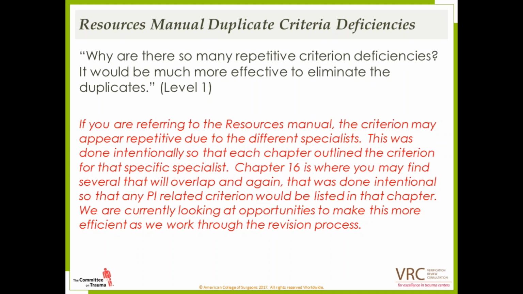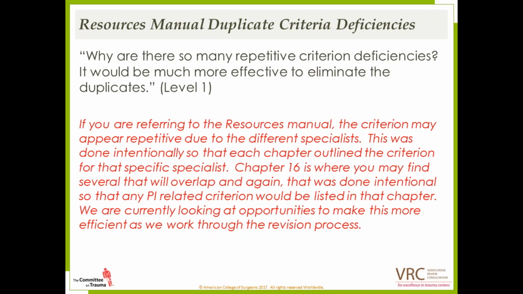So it could very well be that, and the reason that we did that, and it was intentional, is because we wanted to ensure that trauma programs knew that those specific specialists were required to meet specific criteria, and it is going to be covered in multiple chapters. Chapter 16 is obviously the performance improvement patient safety chapter. So most of anything that has to do with PIPS processes is going to be repeated in chapter 16.